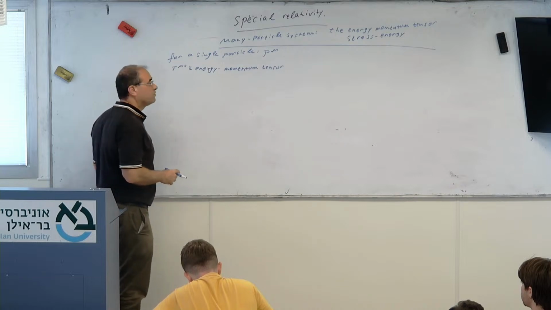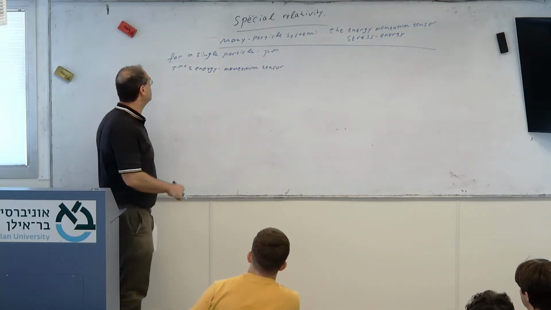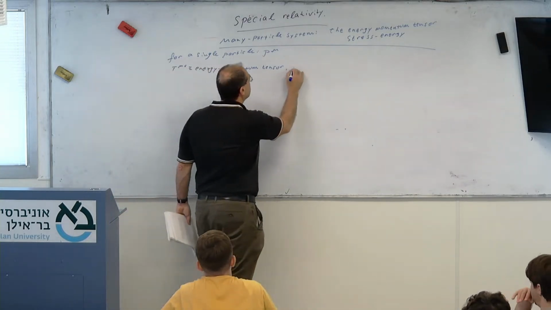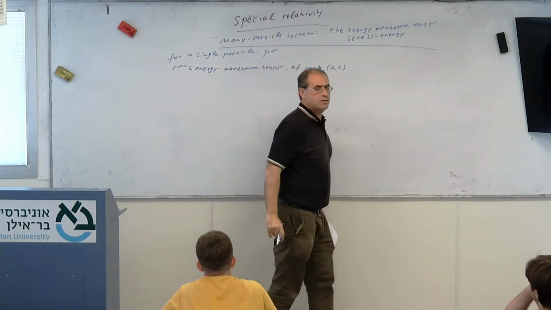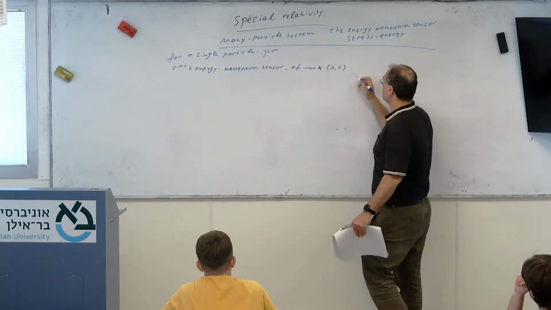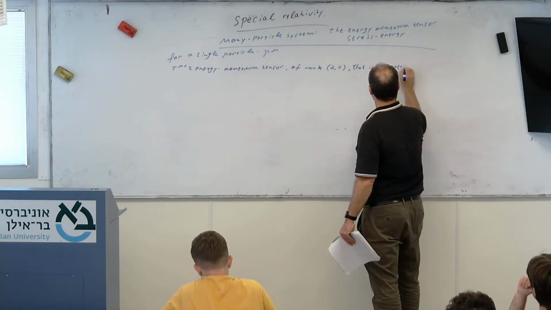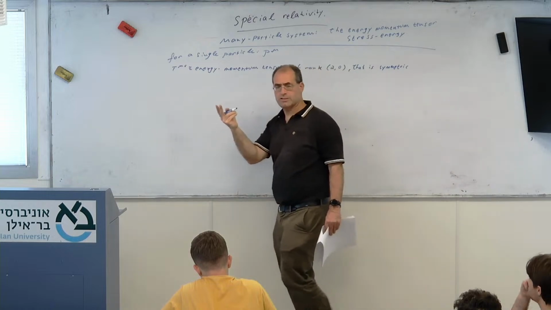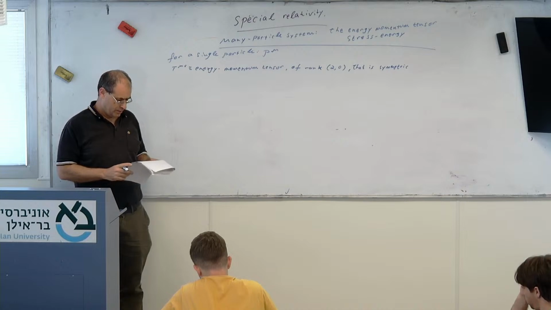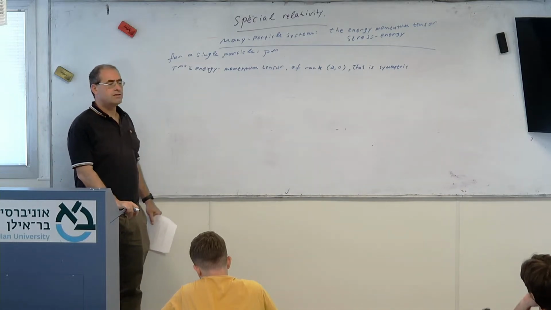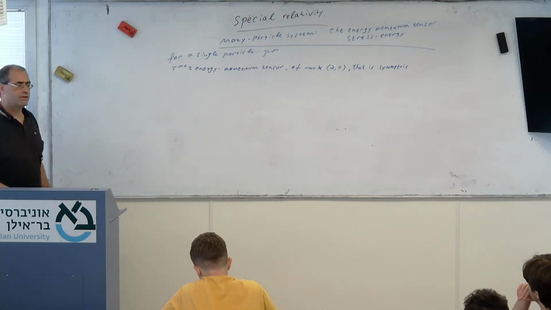What is the rank of this tensor? 2, 0. Right? This is a tensor of rank 2, 0. Another thing about this tensor is that it is symmetric. So if you change indexes, you get the same result. And basically, this tensor tells us everything we need to know about the energy components of the system.